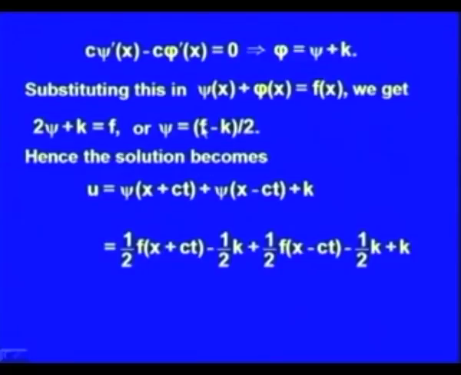Let us put the value of psi here now. So, psi(x plus ct) gives you f(x plus ct) minus k by 2, that is half of f(x plus ct) minus half k, and psi(x minus ct), when you find from here, is half of f(x minus ct) minus half of k, and then plus k here.